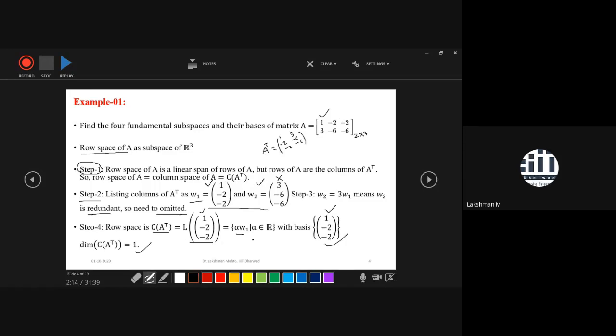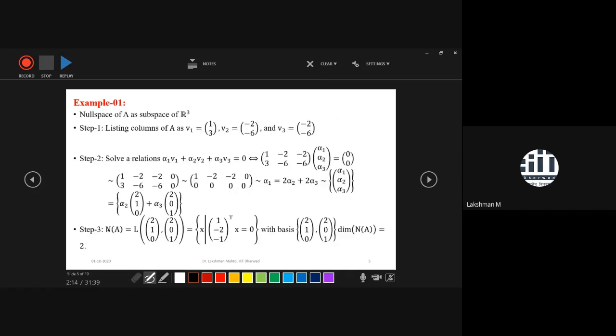What is the row space? What is the basis element of that row space? And what is the dimension? So all three questions you got answered in step 4. So this is step 4. Similarly, we now try to find the next subspace of the matrix, which we call the null space.